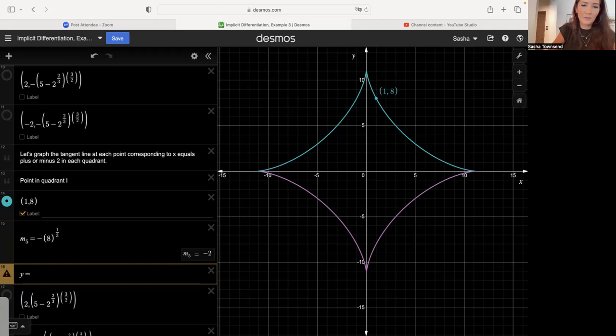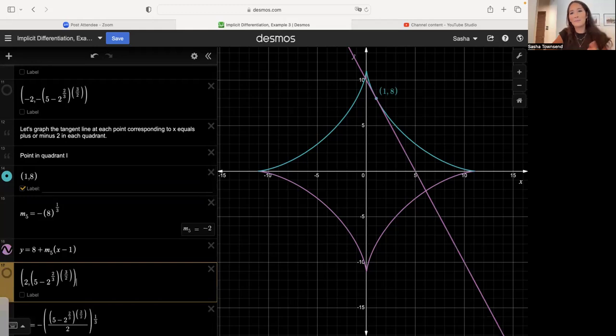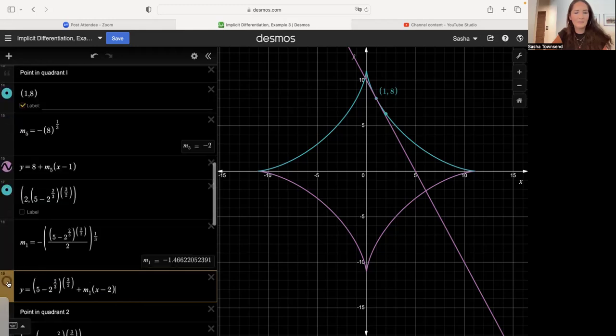And y is equal to the original y value plus the slope, which is -2, times x minus the x value. And we get a tangent line there. That's another point in quadrant 1. There's another one.